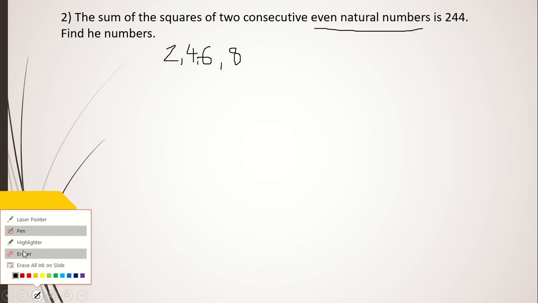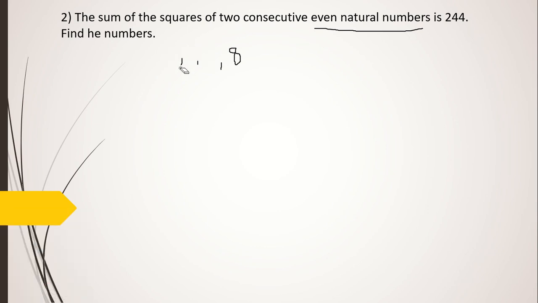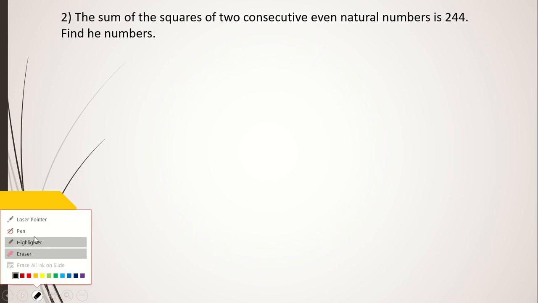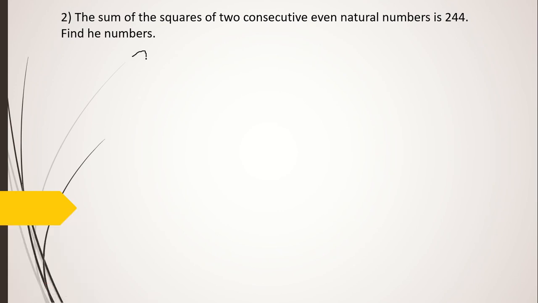So since it is an even natural number, if I assume, and there are two consecutive even natural numbers, so if I assume one number to be x, the other number will be x plus 2. Now x plus 2 will be the number after this, or you can choose x minus 2 also. Okay, if you assume the smaller number to be x, the bigger number would be x plus 2. Okay, like that.